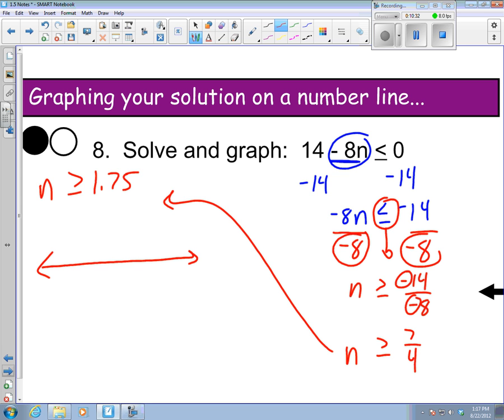Graphing it on the number line, there's 0, 1, 2. 1.75 is right about here. It's greater than or equal to, so I'm going to circle it and color it in. Is n greater than 1.75? Well, 2 is greater than 1.75, so we're going to go to the right.